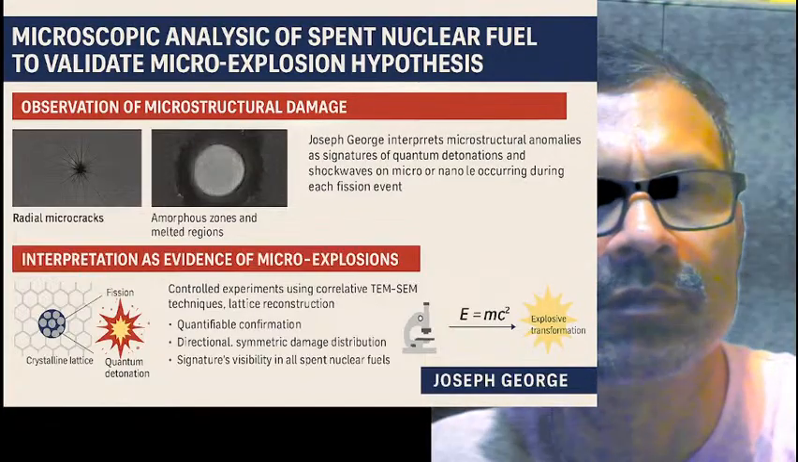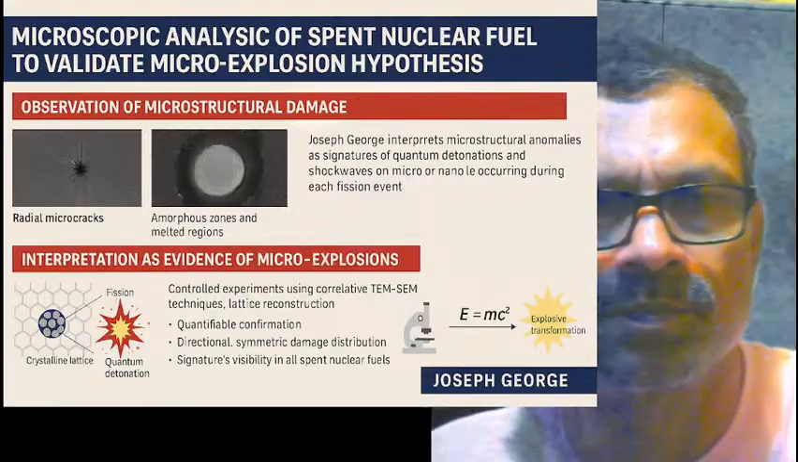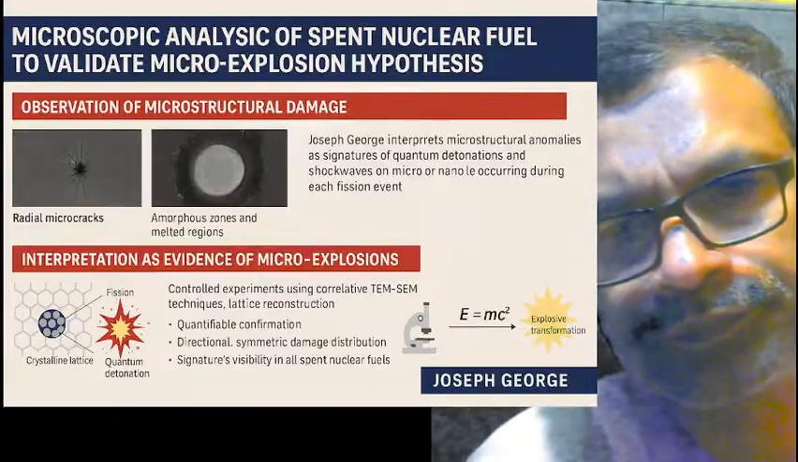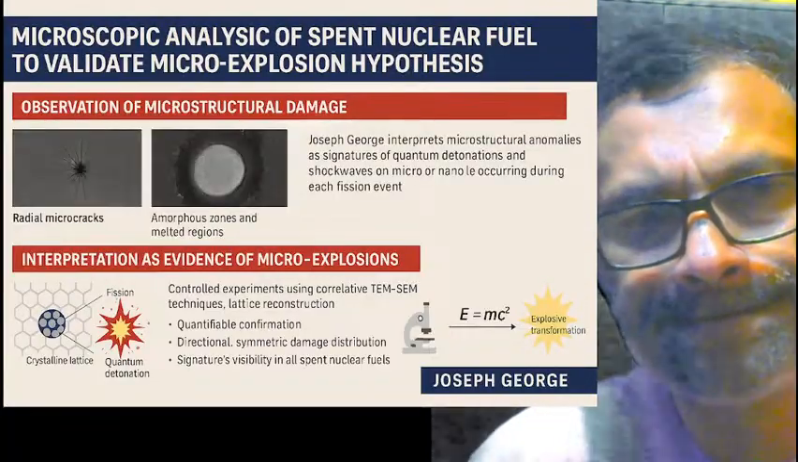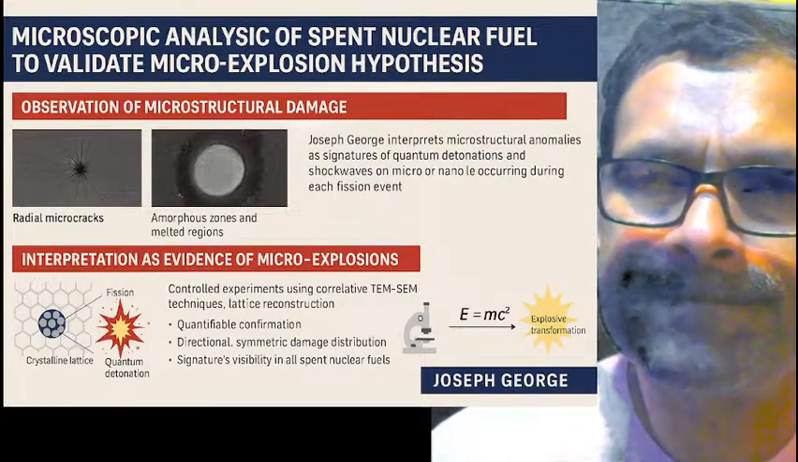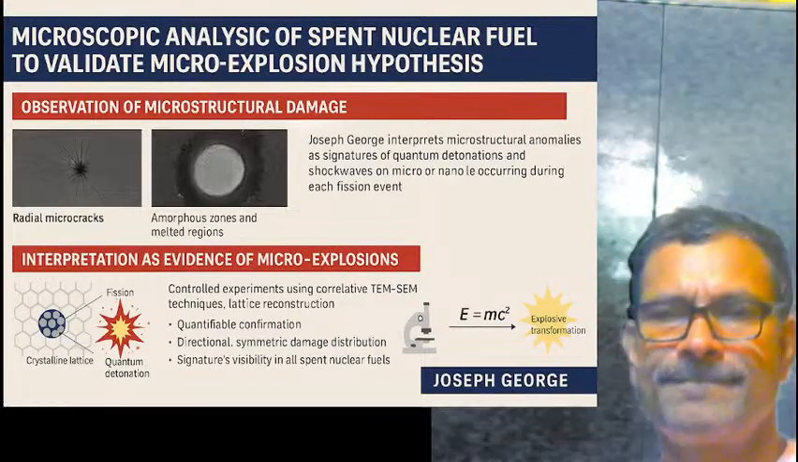Starlight bending and gravitational lensing in Joseph George's theory. The ether-based explanation. Joseph George's New Physics Project proposes that starlight bending and gravitational lensing are caused not by the curvature of spacetime, as in Einstein's relativity, but by refraction of light through regions of dense, space-filling ether.